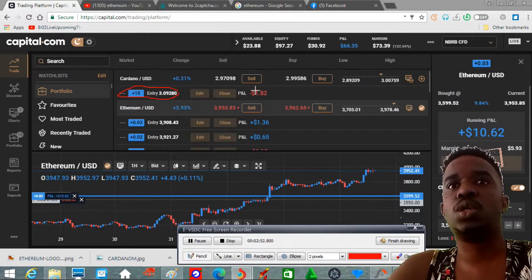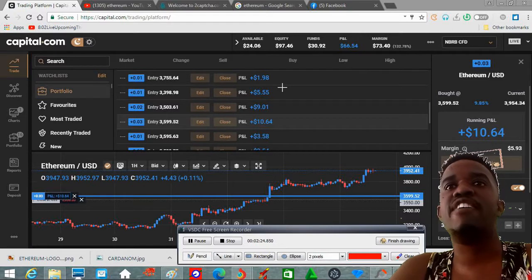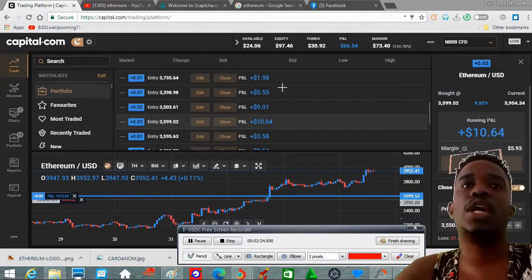The equity is the total, and the available is the amount of money you have that has not yet been used to purchase any commodity. In this case, you have not yet purchased any cryptocurrency.